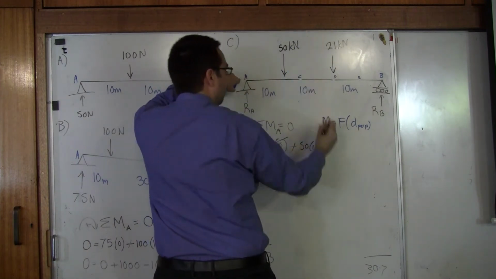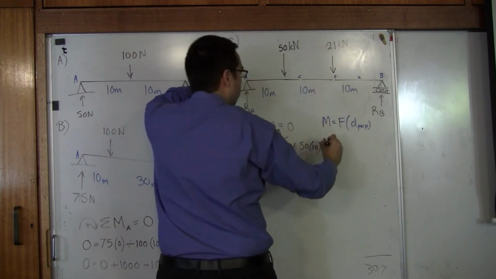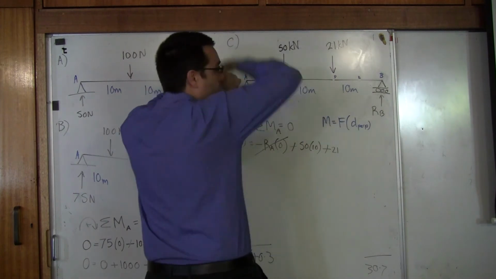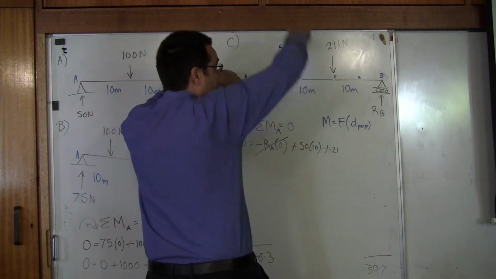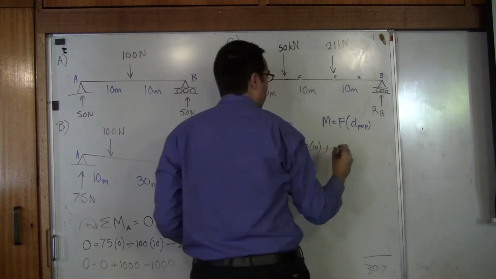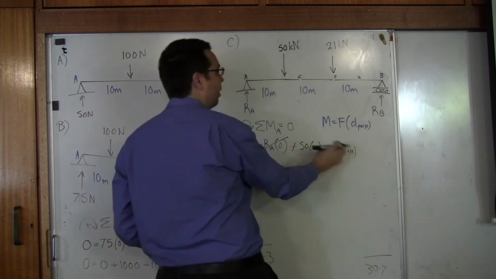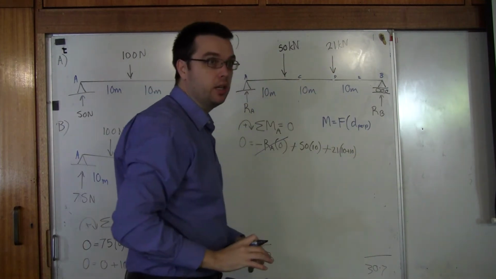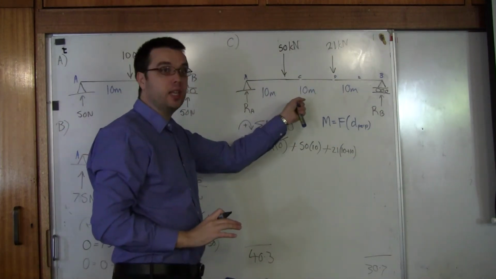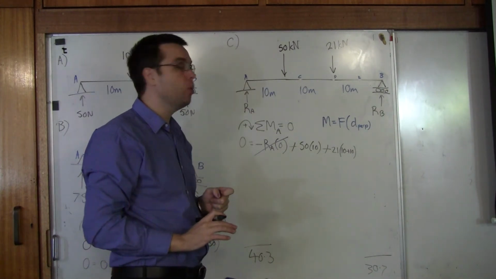I'm pushing down. Is it a plus or minus? Plus, right? Because it's going clockwise. Okay, how far away is it? 20. Now, I like to write 10 plus 10, because a lot of people see a 10 there and they write 10. They don't remember that we're measuring distance from point A.